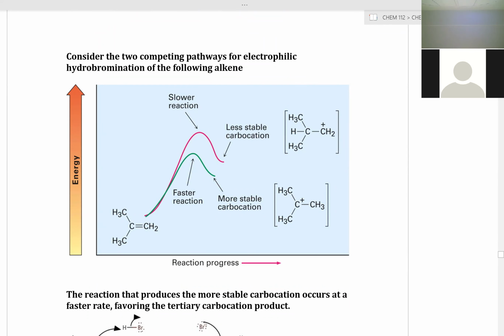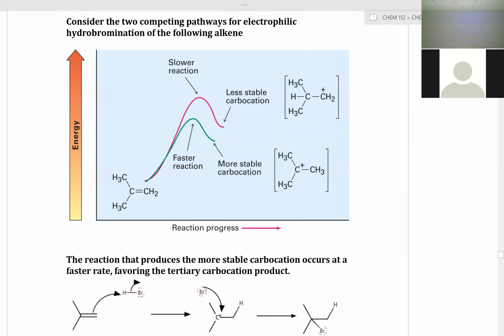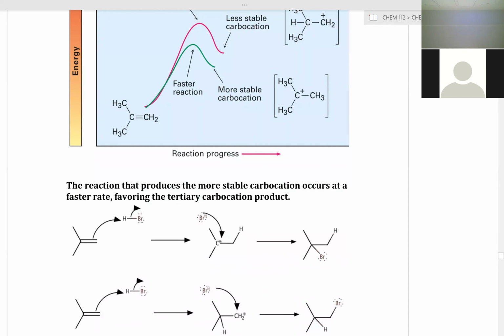Just to highlight this, the reaction that produces the more stable carbocation occurs at a faster rate, favoring the tertiary carbocation product.